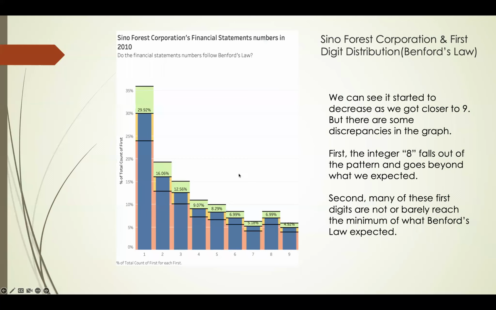And the third chart is Signal Forest Corporation's financial statement numbers in 2010. We can see the signal start to decrease as we get closer to 9, but there are some discrepancies in the graph. First, the integer 8 falls out of the pattern and goes beyond what we expected. Second, many of these first digits barely reach the minimum of what Benford's law expected.